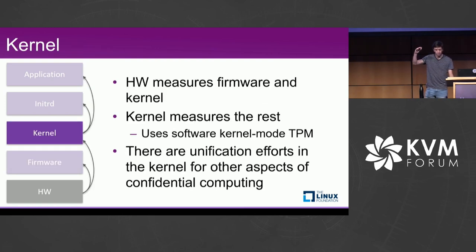Okay, we're going to go up a level now. So another approach is that maybe we could have the hardware measure the firmware, but also measure the kernel. And then we could have the kernel measure everything else, right? And there's probably different ways we could do this. One would be to have a vTPM emulated in the kernel as a module or something like that. And here we wouldn't need to isolate the vTPM from the kernel anymore, because the kernel is measured, part of the hardware measurement, right? But we would need to make sure that user space can't tamper with the kernel emulation of the vTPM.